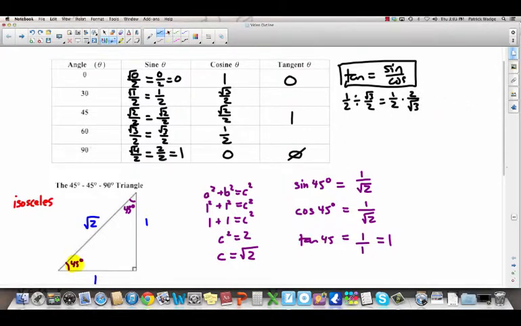Hey, if you've got a 2 on the top and a 2 on the bottom, you know what you can do? Cross them out. So what are you left with? 1 over root 3. Okay, good. And the last thing we have to do is this one.